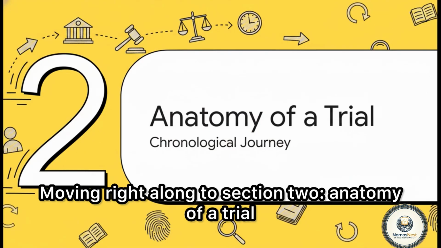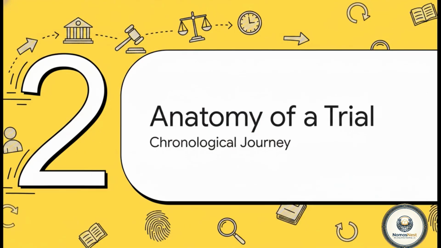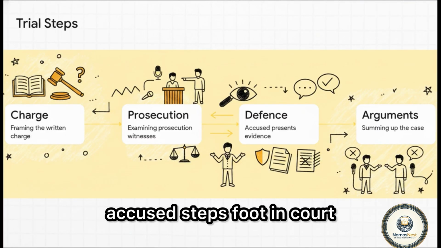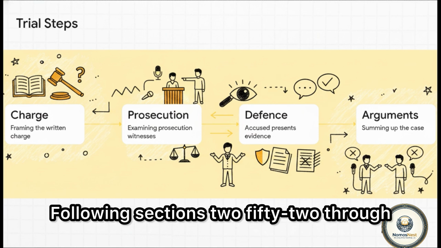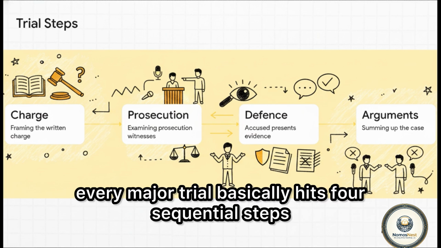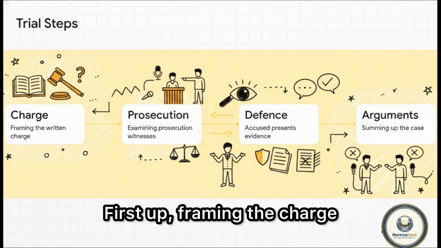Moving right along to Section 2, Anatomy of a Trial. This is the chronological journey. Let's look at how a standard trial actually builds momentum from the very first day the accused steps foot in court. Following sections 252 through 258 for sessions trials, every major trial basically hits 4 sequential steps. First up, framing the charge.